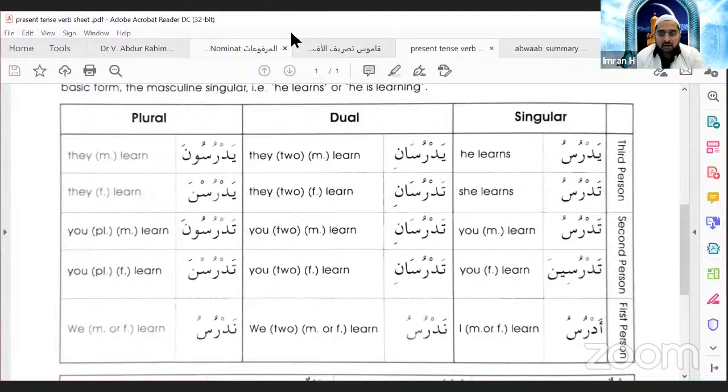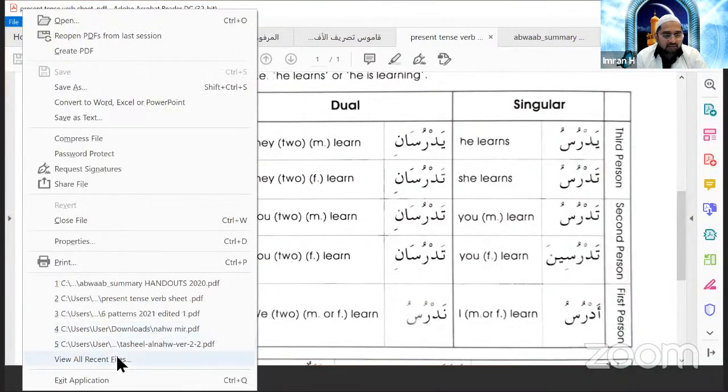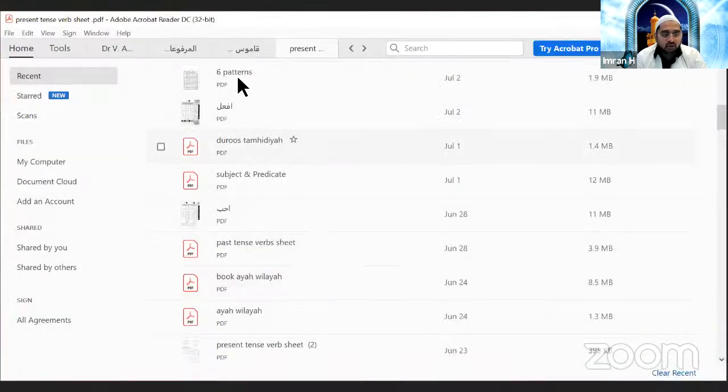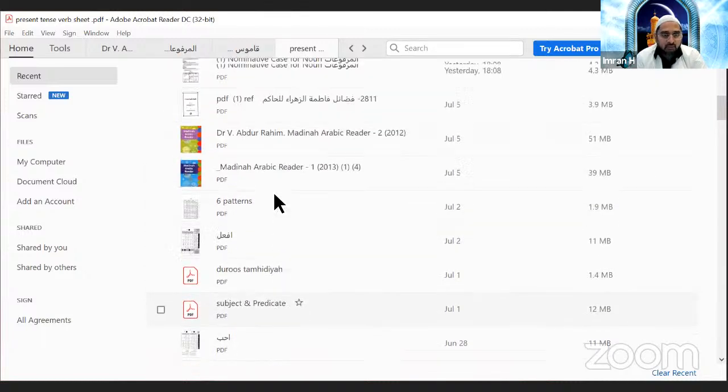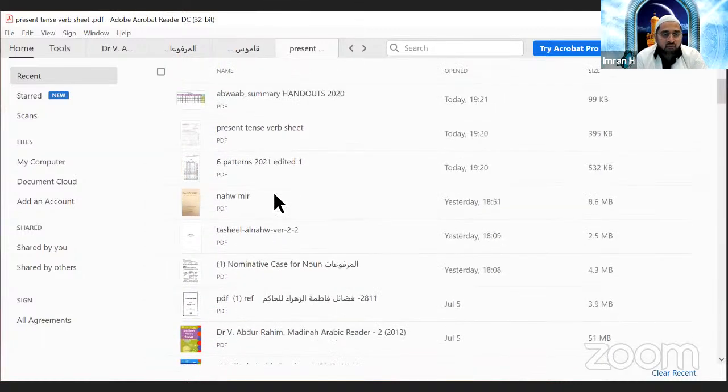Now today's class, I want to concentrate on the actual verbs. Everyone has done the past tense verbs before, so there's no need to revise the verbs again. I'll just do a quick recap.